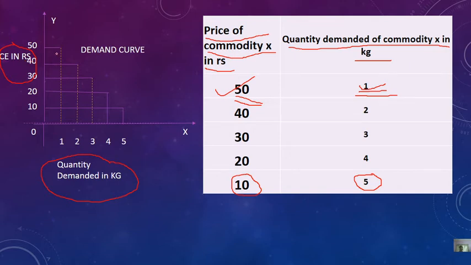When price is 50, quantity demanded is 1 kg. Continuously, when there is a fall in the price from ₹50 to ₹40, ₹40 to ₹30, ₹30 to ₹20, and ₹20 to ₹10, there is continuously a rise in the quantity demanded. When the price is smaller, quantity demanded is larger, that is 2 kg, 3 kg, 4 kg and 5 kg.